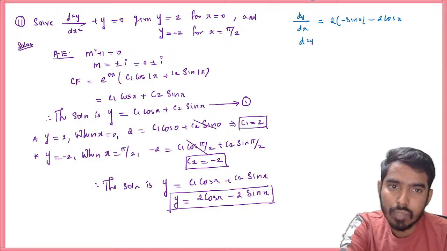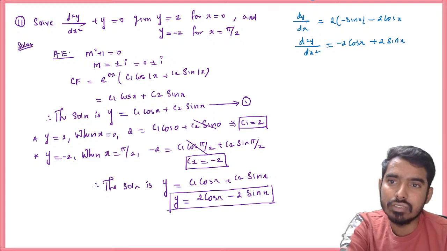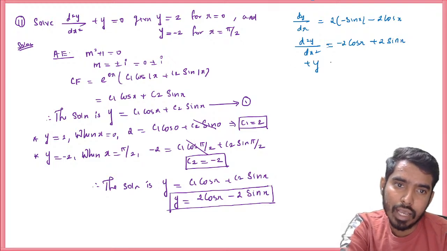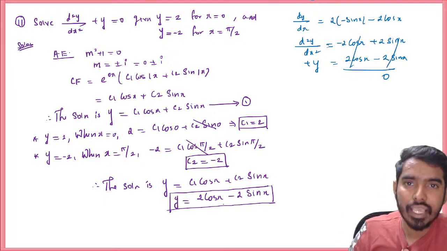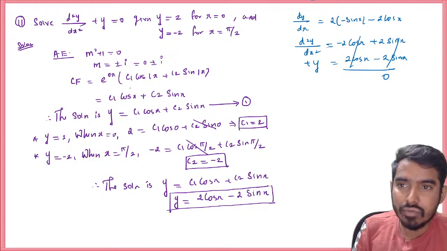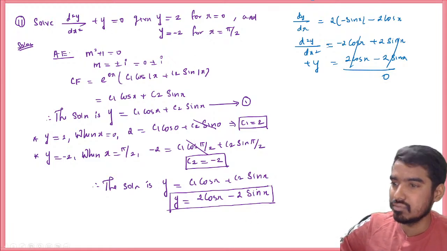Now what is d square y by dx square? You can differentiate once again. It will be minus 2 cos x plus 2 sin x, right? So this is d square y by dx square plus y. You add it up plus y. What is y? 2 cos x minus 2 sin x. You can see when you add it up, you will get 0. That means d square y by dx square plus y is 0. That means this is the y you need, such that if you differentiate that y twice and add that y, you need to get 0 as an answer. That means this is a required solution. Is it clear?